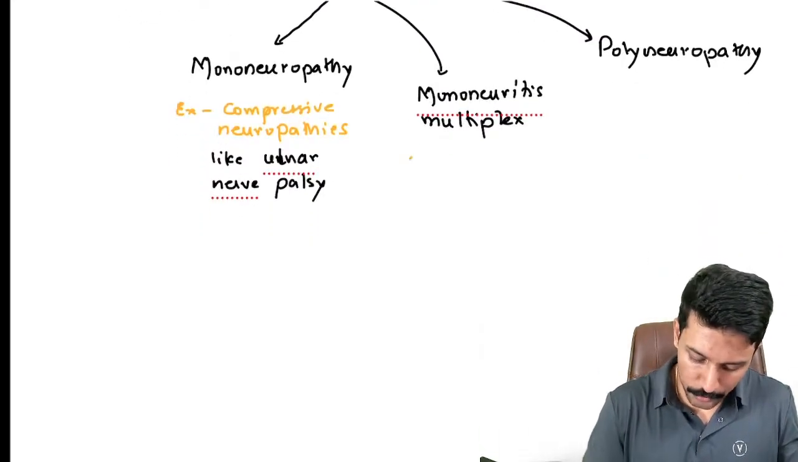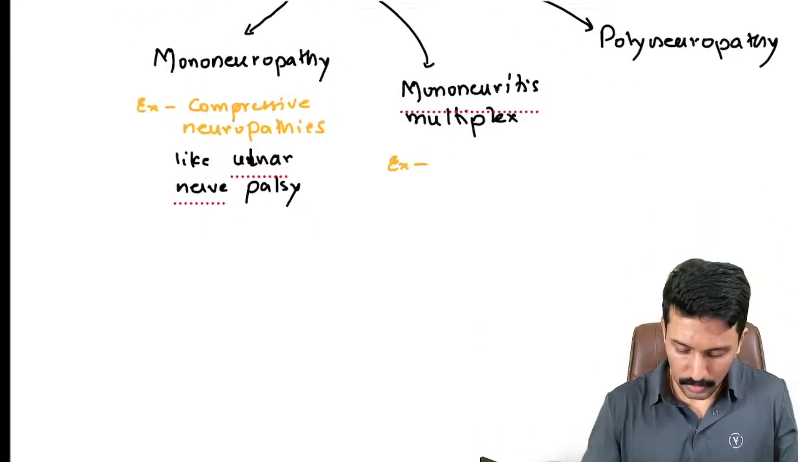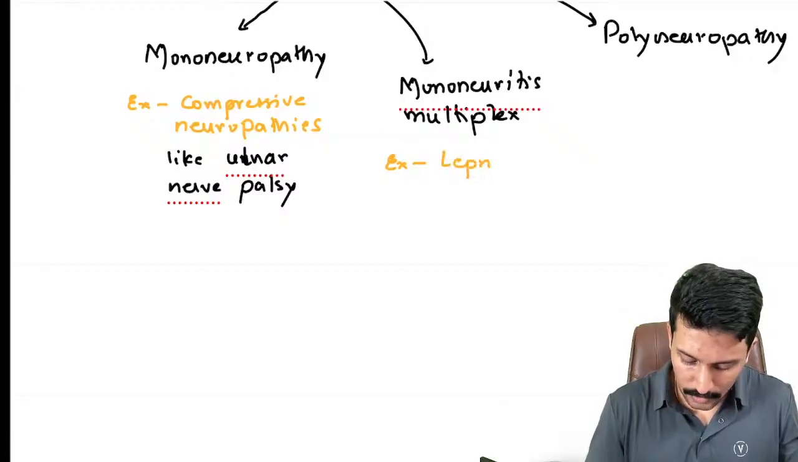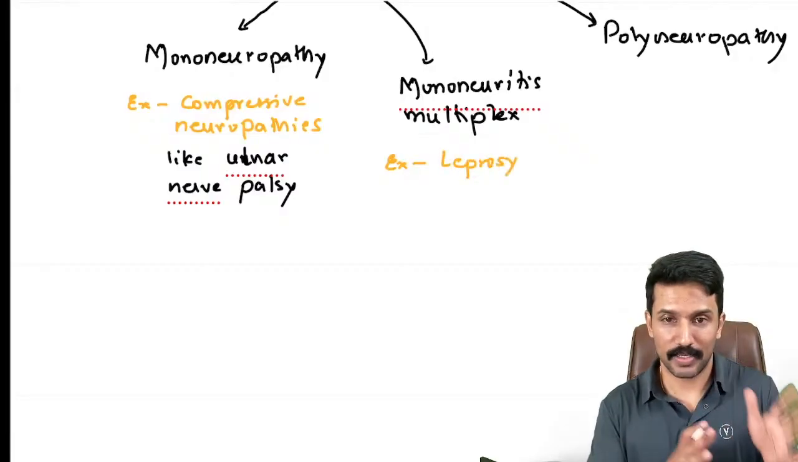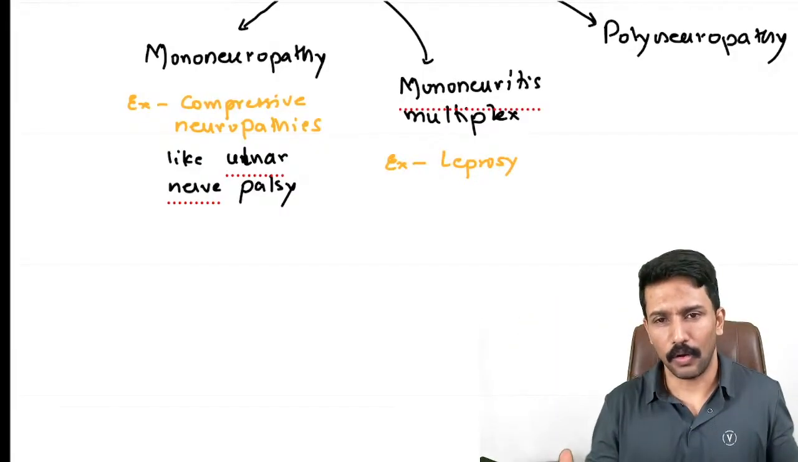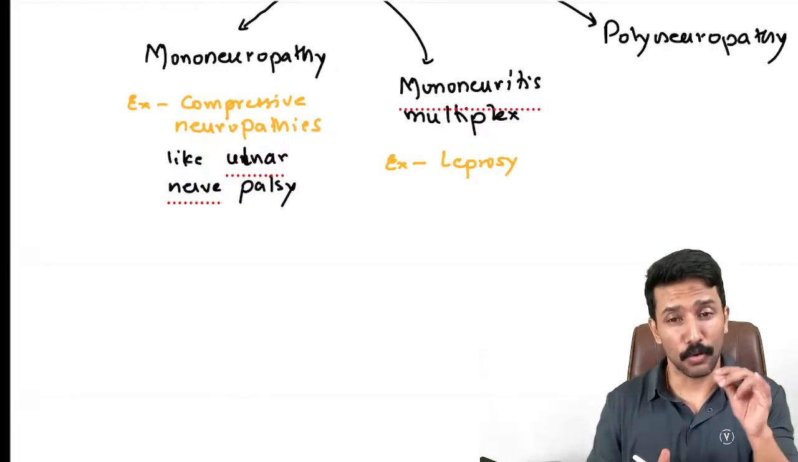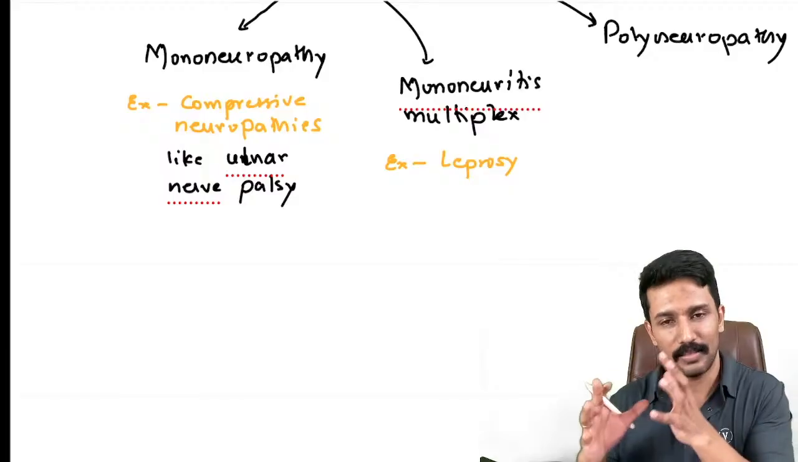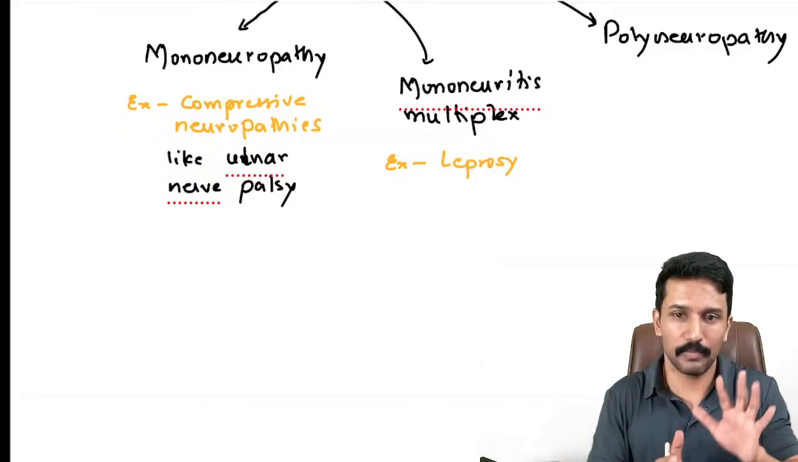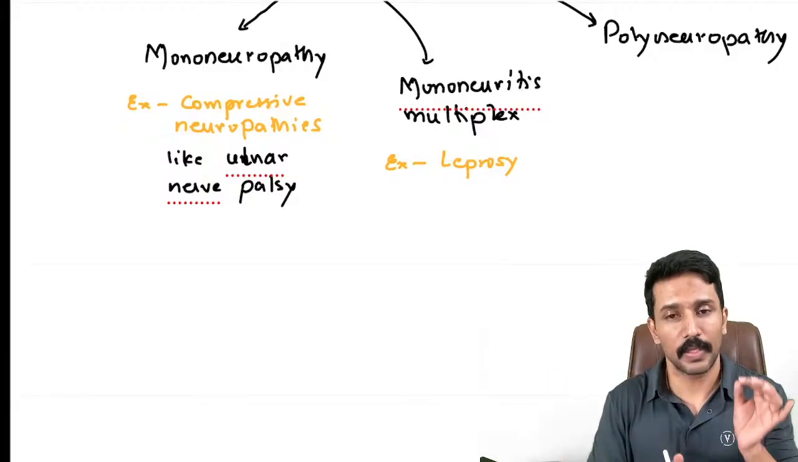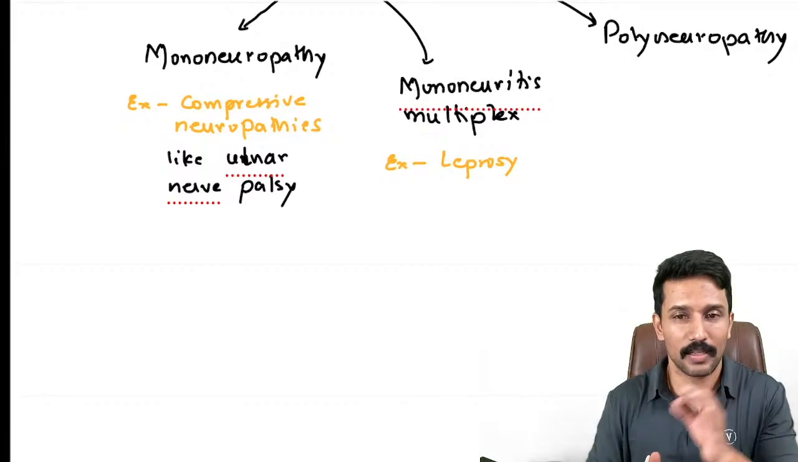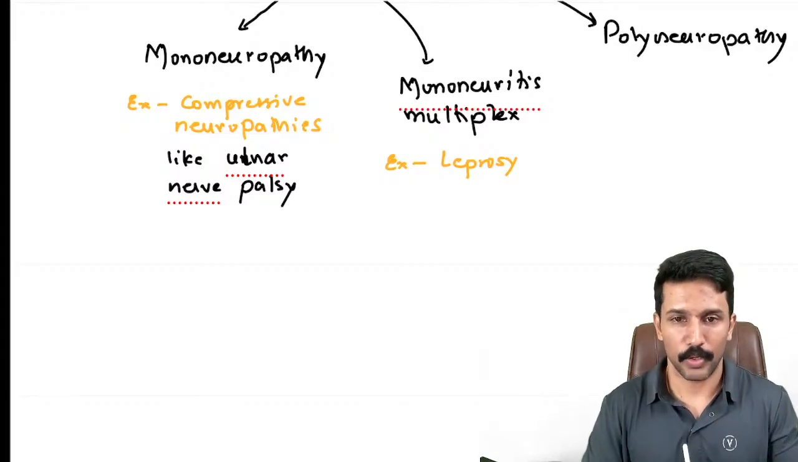Mononeuritis multiplex, I want you to remember only one example, which is leprosy. Leprosy is where multiple nerves get affected, not diffusely all, not single, multiple nerves get affected. And leprosy is primarily a neurological disorder with skin as another organ affected. But the main problem with leprosy is it's a neurological disease. That's why for diagnosis, we use either ulnar or sural nerve biopsy.